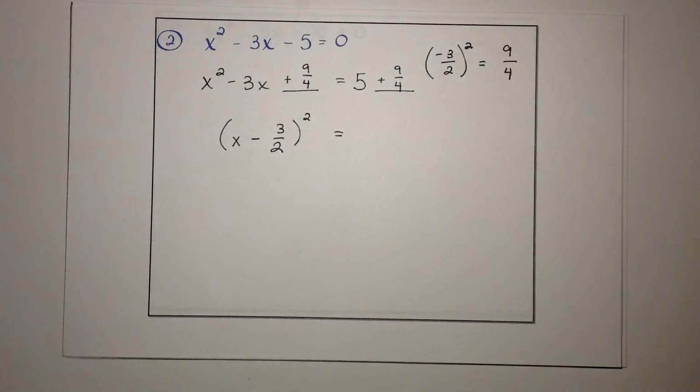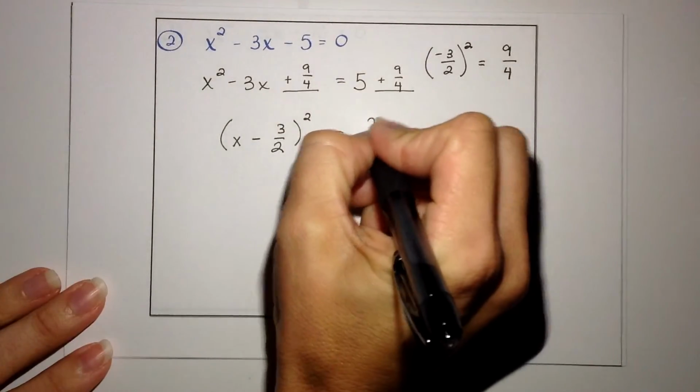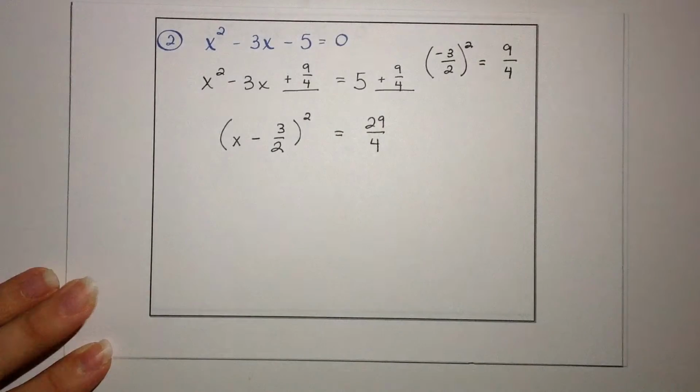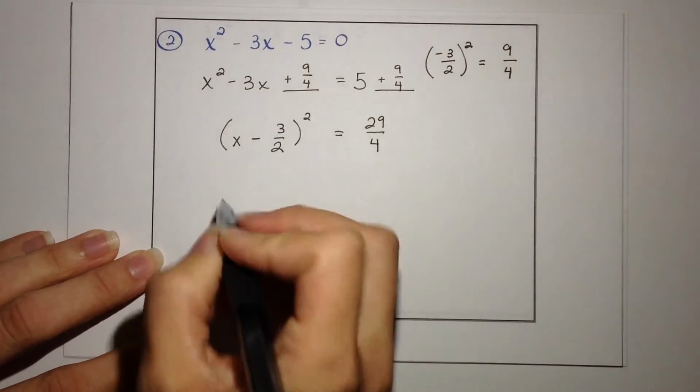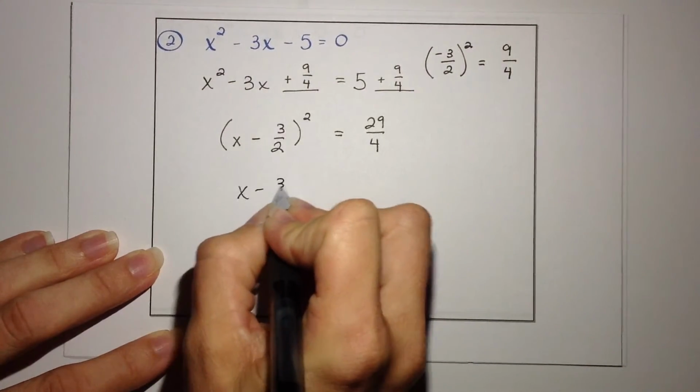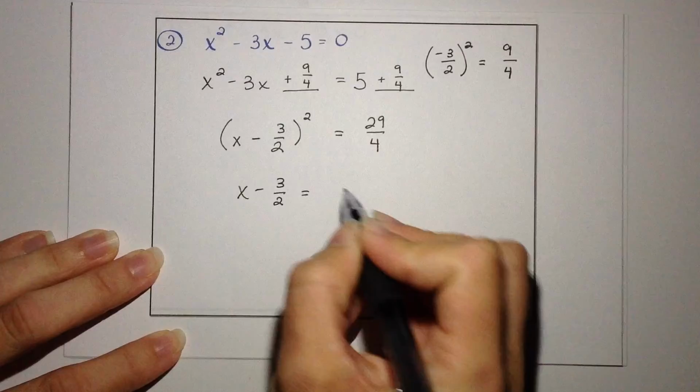Okay, so now we have to do the 5 plus the 9/4. Okay, let me figure that real quick. That is going to end up giving us 29/4. Okay, so now we're ready to use our square root property and take square root of both sides. So square root of this side would just leave me what's inside the parentheses.